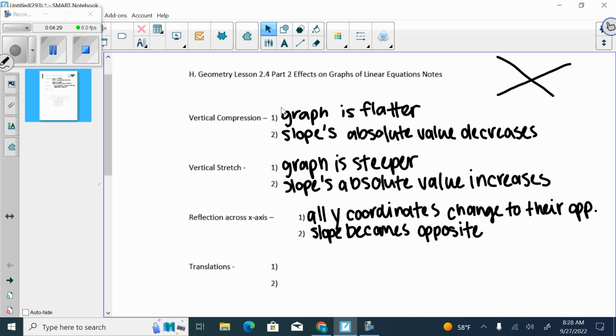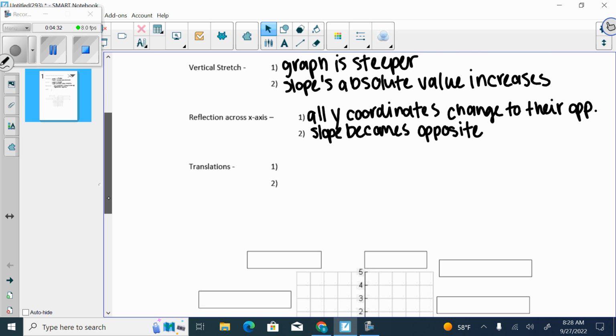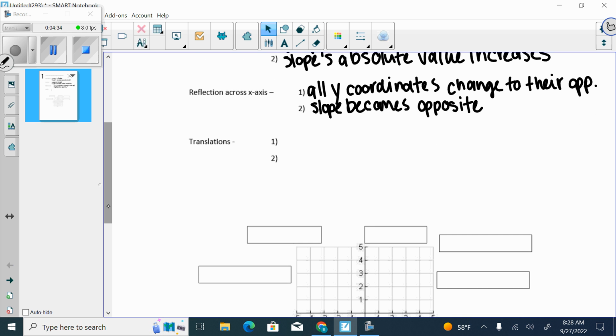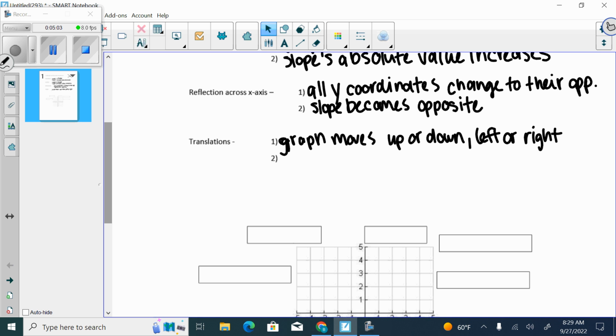All right, then the last thing we'll have is our translations. And translations just mean you are picking your entire graph up and moving it somewhere. Maybe you're moving it up, down, left, right. So your graph moves up, down, left, or right. In this case, your slope is not going to change.